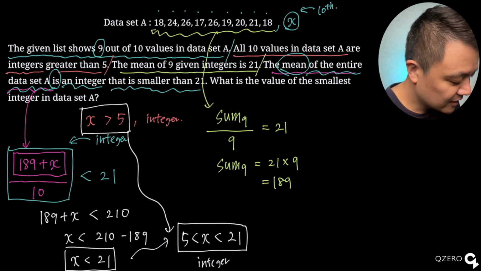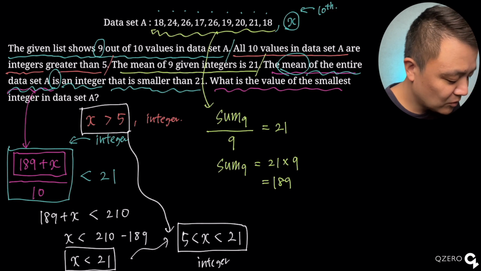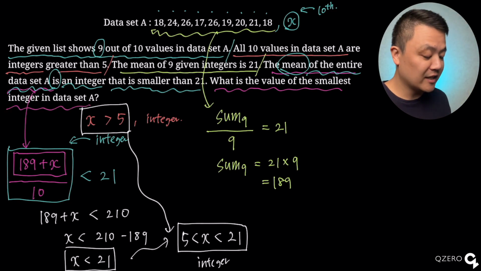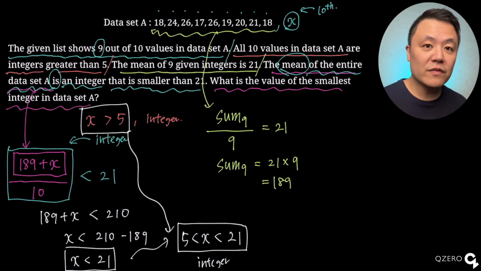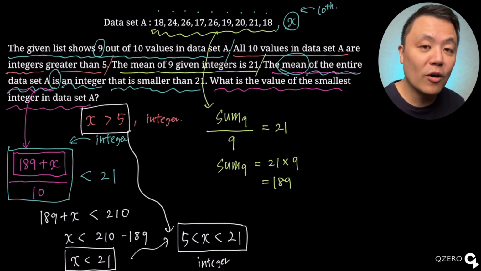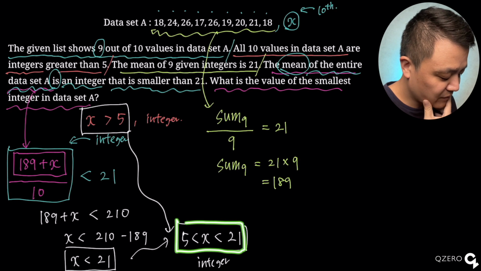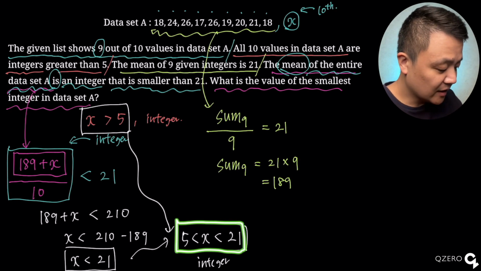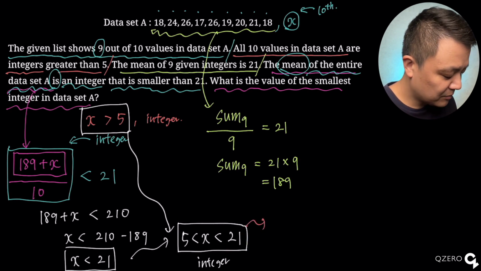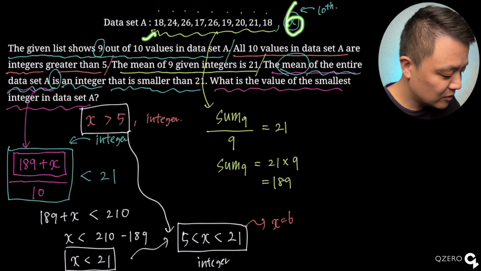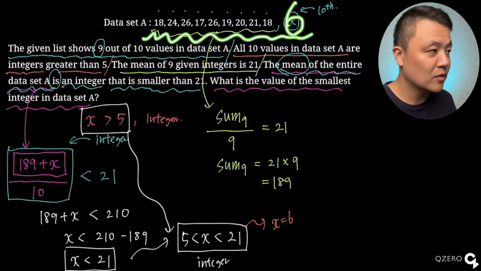And the question is asking, what is the value of the smallest integer in the entire data set A? So we're looking for the smallest number among all 10 numbers. So let's take a look at this condition for x we found. If you want, x could be 6. So I guess the smallest possible integer value for x is 6. So if your x is 6 among those 10 numbers, the smallest number might be 6.